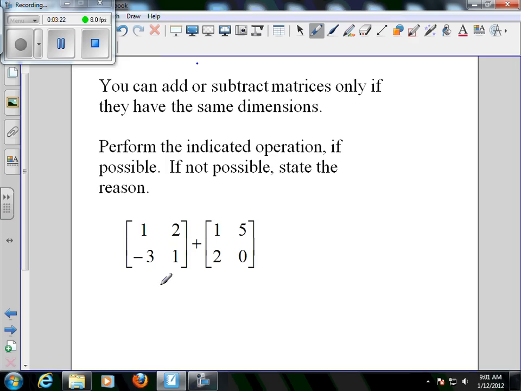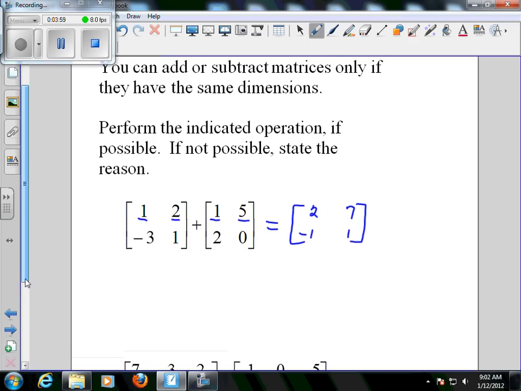So let's add these matrices here. We're going to add the entries in the corresponding position. So these ones are in the same corresponding position, so we're going to add them together to get 2. The 2 and the 5 are in the same corresponding position, so we get 7. Put the answer in the same corresponding position. -3 plus 2 gives us -1. And 1 plus 0 gives us 1. All right, so there are our answers.